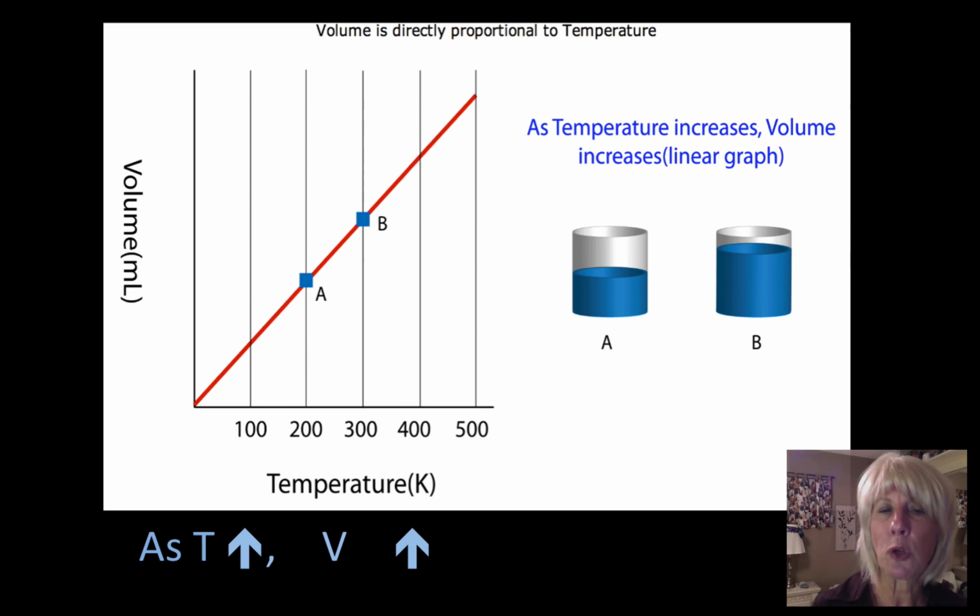Now this is a graph of Charles's law. Charles's law is the study of the relationship between temperature and volume. And as temperature increases, volume increases. If you look at this graph, notice the temperature is in Kelvin. Remember, we always want to do it in the absolute temperature scale. Notice also that when the temperature is at absolute zero, kinetic energy is zero, there is no volume. When absolute temperature is zero, volume is zero.